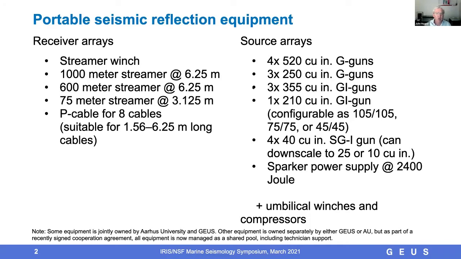We have a variety of receiver and source arrays. So we have a large streamer winch that can tow a 1,200 meter streamer, of which 1,000 meters is active at 6¼ meter spacings. We have a 600 meter streamer, also at 6¼ meter spacing. And we have a 75 meter streamer that's configured at 3.125 meters. And I tried to clarify with Pair, we do have some other streamers that have been built at 1.56 meters, but I'm not sure what the status of those are. So for high resolution work, we do have some even shorter group spacings available.